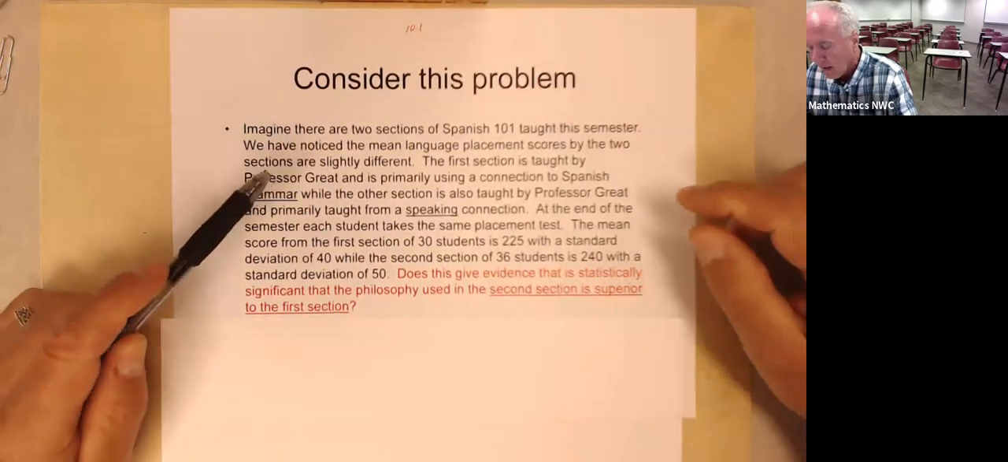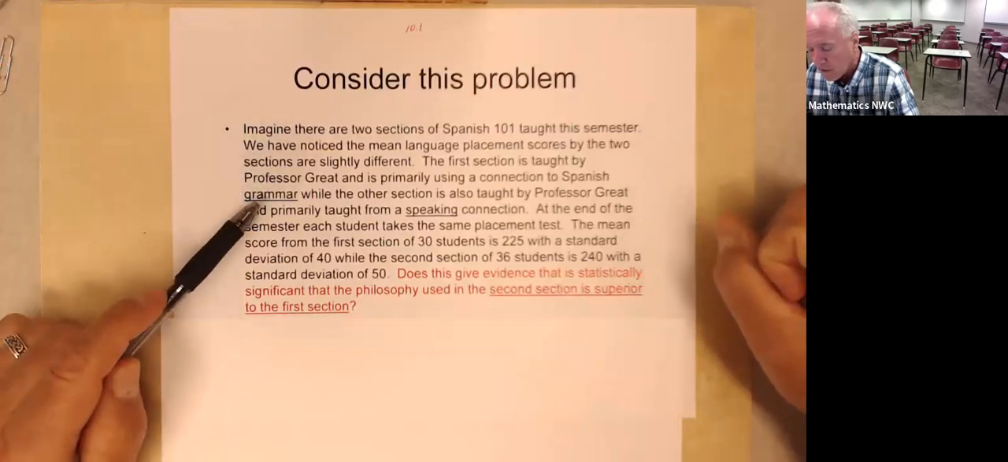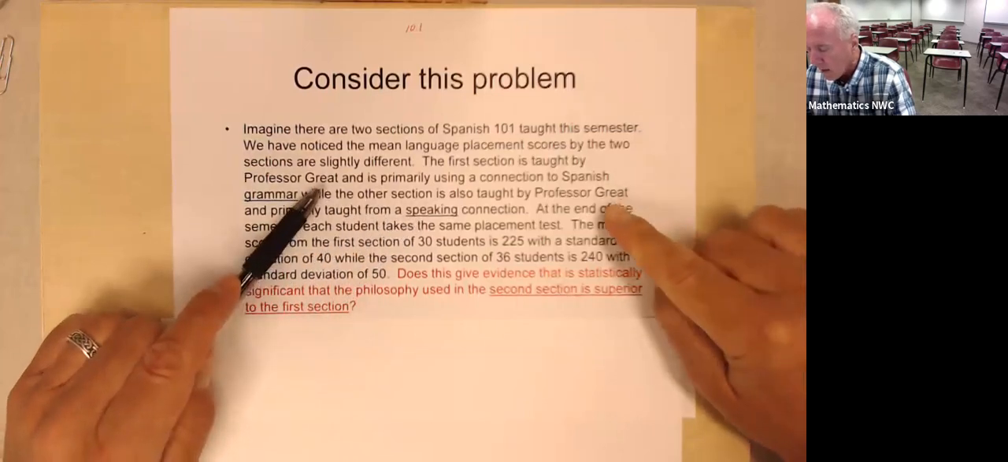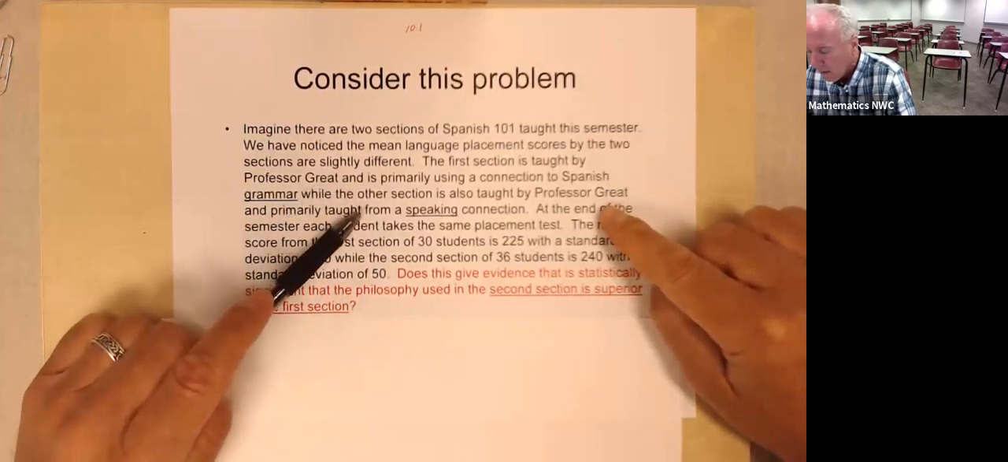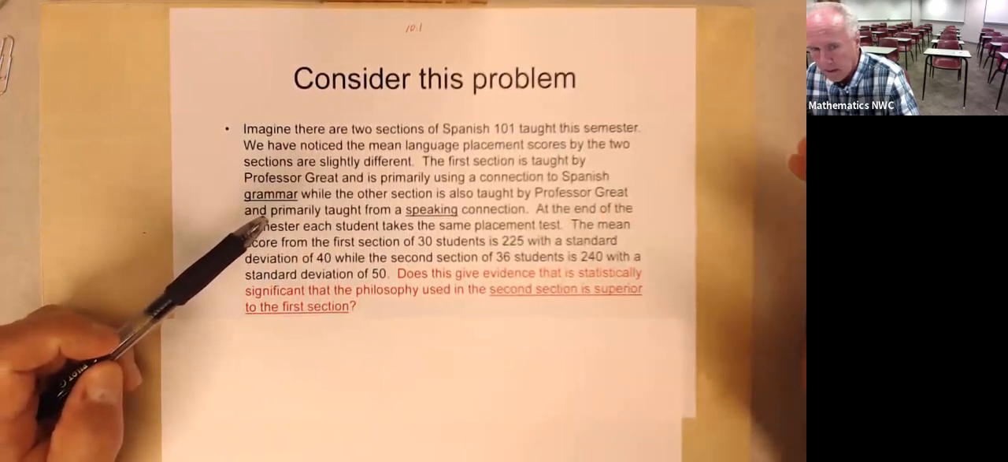For example, I could have two different professors teaching. One professor teaching grammar, but a totally different professor teaching speaking. Now, I eliminated that one in this example because I made them both the same professor. But that would be one variable that you would want to look at if you were running this study.